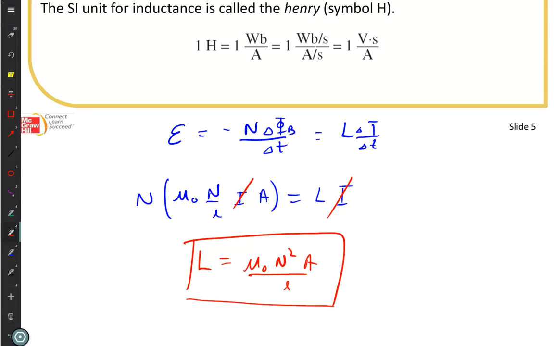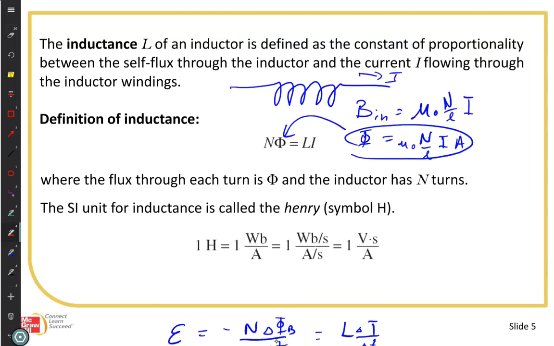Well, what if I put iron in instead? If I put iron inside of my loops, what's that going to do? It's going to make it much more magnetizable, and so that mu naught will become just mu for whatever the material is, if we put something like iron in there instead of having just an air core.